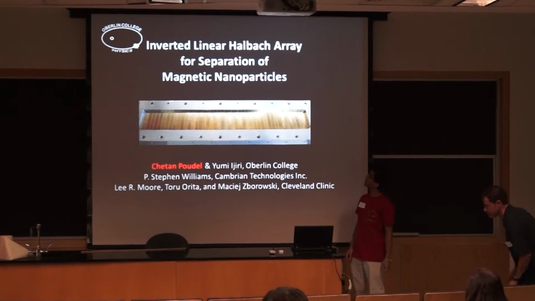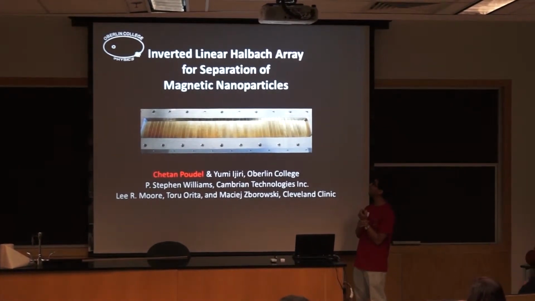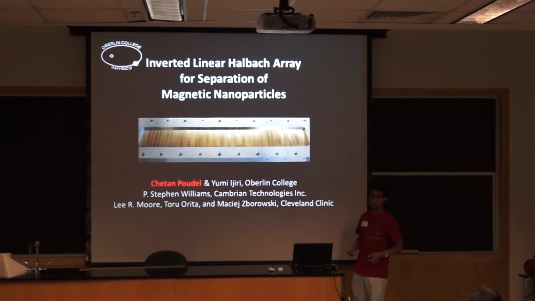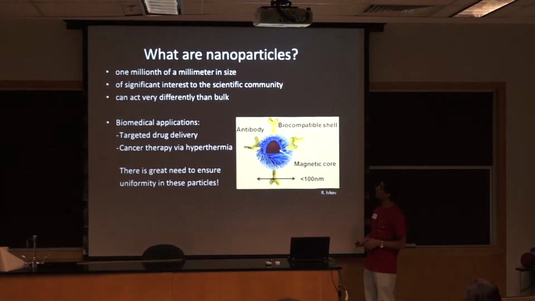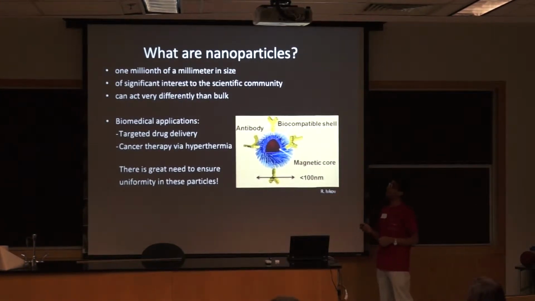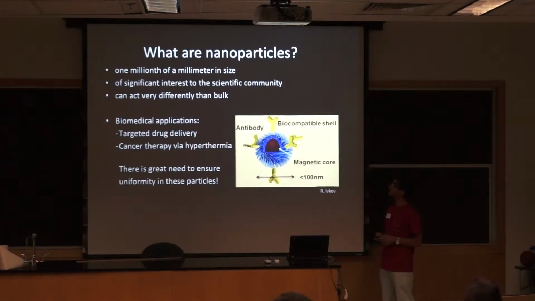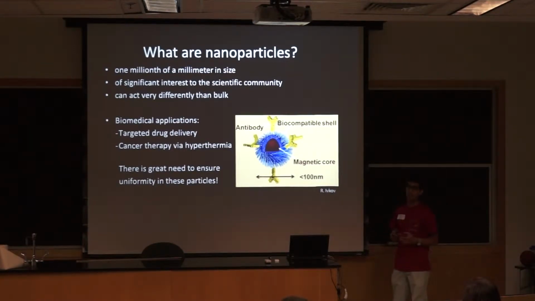So my talk is Inverted Linear Hallbach Array for Separation of Magnetic Nanoparticles. This is the Hallbach array. Before I get into that, I'll speak about what nanoparticles are. Nanoparticles are extremely tiny particles, about 1/1,000,000th of a millimeter in size, and are of very significant interest to the scientific community because they act very differently from bulk matter of the same type and have a very high surface area to volume ratio, which makes them very useful for biomedical applications like targeted drug delivery or cancer therapy by hyperthermia.